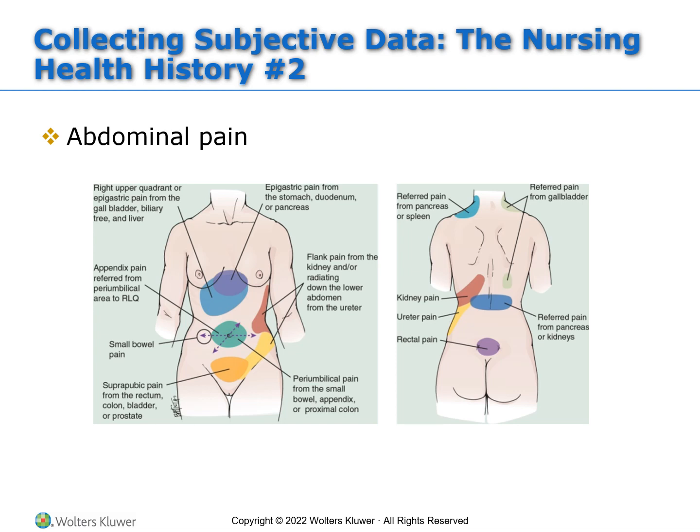In the left upper quadrant, we have the stomach, the pancreas, the spleen, and the left kidney. So any pain in that area could be things like pancreatitis, pancreatic cancer, enlarged spleen or splenomegaly, gastritis, stomach ulcers, bile reflux, stomach cancers, kidney infection, or kidney stones.